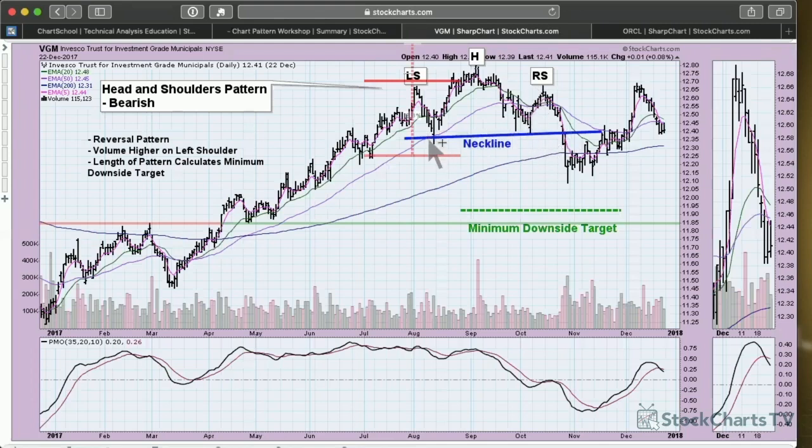below what the neckline is considered here. And then you can measure the pattern and add that to the bottom, and that's your target. Well, we didn't actually get to it, did we? But we did get quite a breakdown.